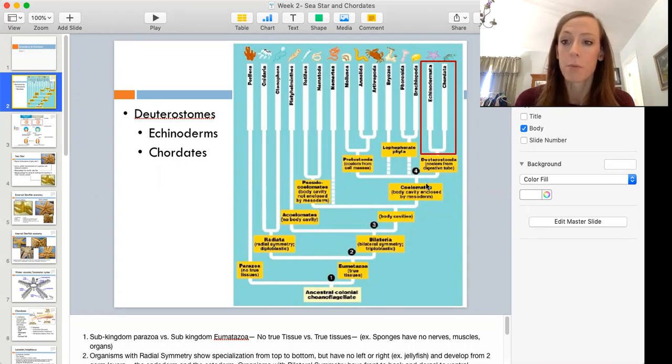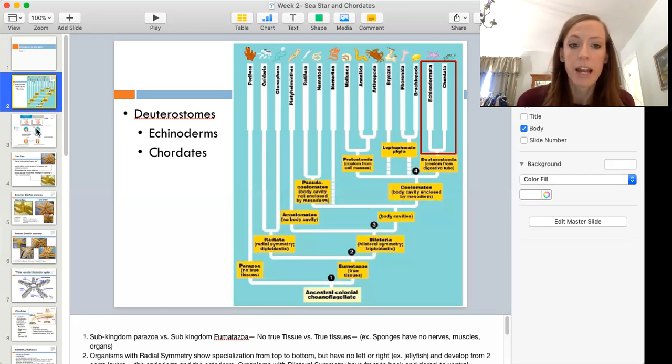If you recall from the last week's material, we had looked at protostomes, which are over here. They're closely related in that they're both eumetazoans. They both have bilateral symmetry. They both have body cavities. And now we branch off. Okay, so last week we looked at protostomes, and this week we're looking at deuterostomes.